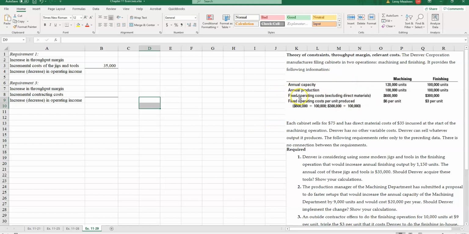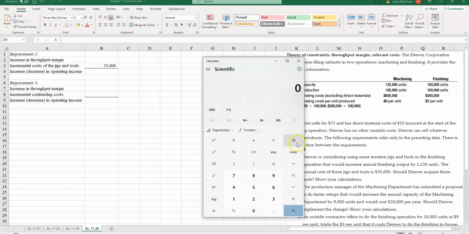We have no other variable costs, so we're just looking at throughput margin here. We could consider that contribution margin also, but since there are no other variable manufacturing costs, we can just mark this as throughput margin. What is throughput margin? Revenues minus our direct materials cost. So each cabinet sells for $75 and has direct material costs of $35. So what's my contribution or throughput margin per unit in this situation? Well, $75 minus $35 on a per unit basis is $40 per unit.